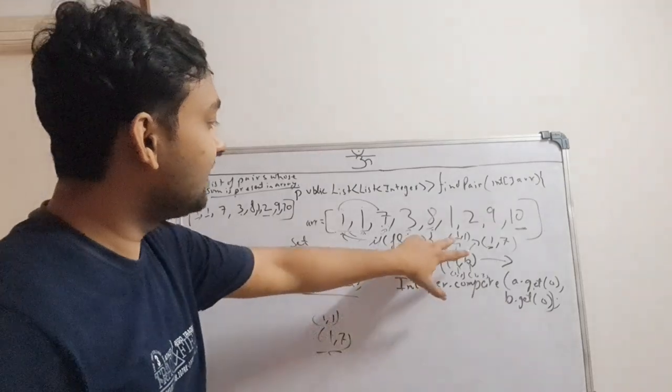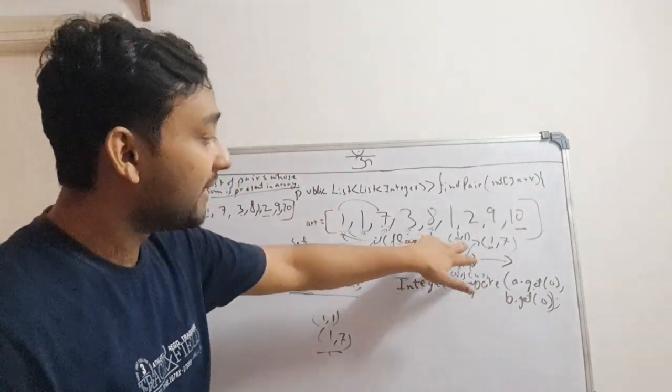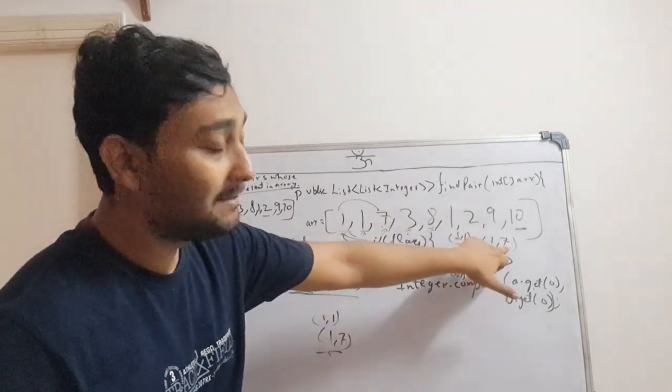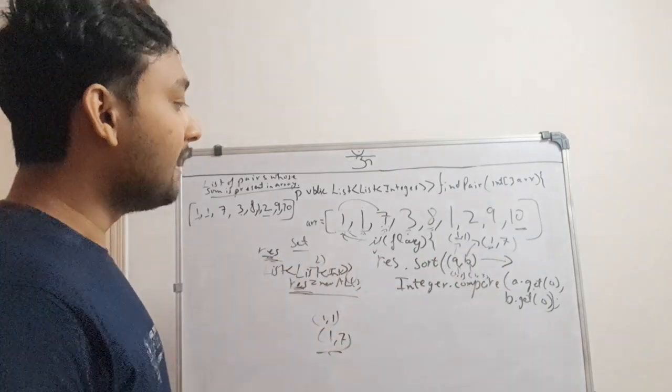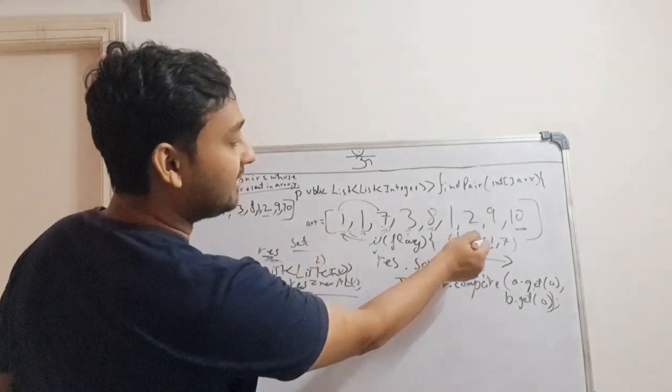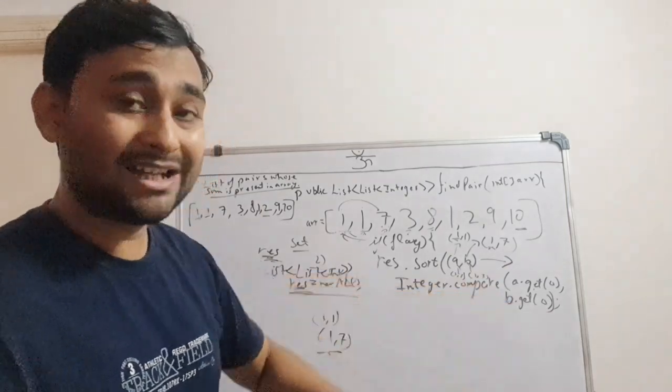Okay, so a dot get 0 will be 1 and b dot get 0 will be 1. A dot get 1 will be 1 and b dot get 1 will be 7. I hope you are getting it. It's just a coordinate, 1 1 and 1 7. So if we see that 1 and 1 are the same, that means a dot get 0 and b dot get 0 are both the same.